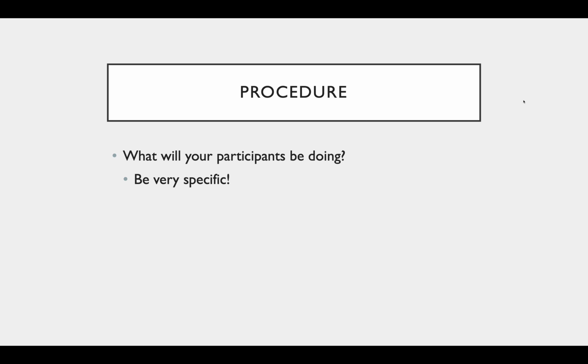The next component is your procedure, and this is the most important part of your research proposal, because if someone is going to replicate your study, they should be able to read your procedure and know exactly what to do after reading it. So you want to be very specific in stating what your participants are actually doing in your experiment.